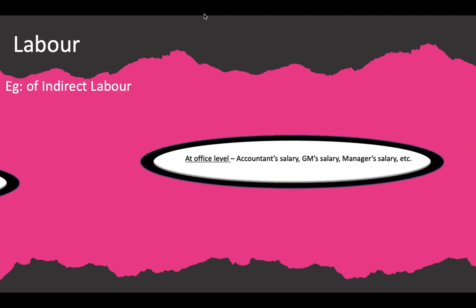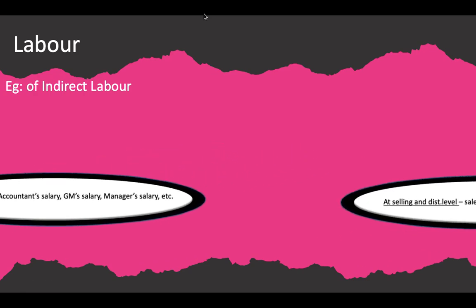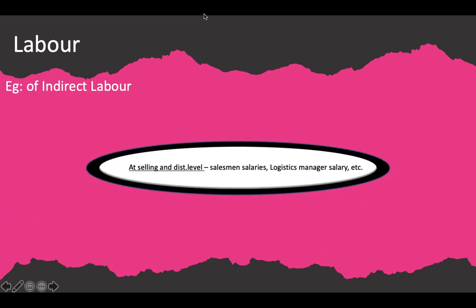Next thing, at office level we have accountant salary, GM salary, manager salary. Still these things are also there while making a particular product, but we will not consider all these things. While we are thinking about a particular product production, we will think only about the wages paid to the particular labor who really were involved in the production of the particular material directly. We will not consider about these indirect labors. Same as at selling and distribution level, salesman salary, sales manager salary, etc. still have to be paid and these things can be called as the indirect labor.